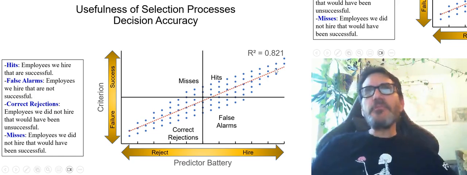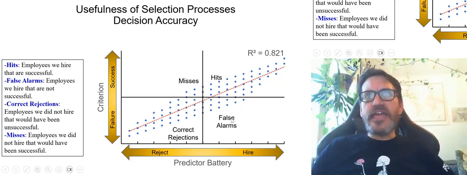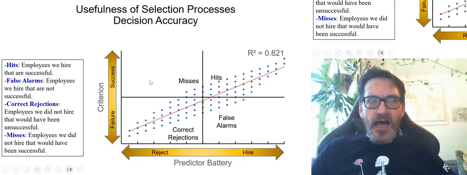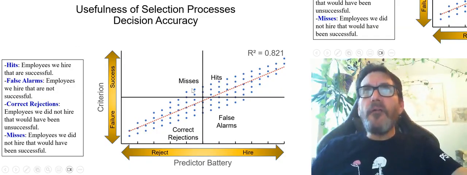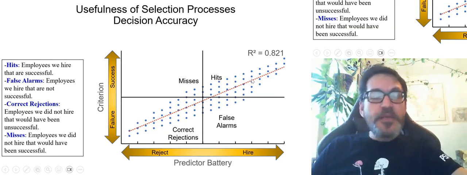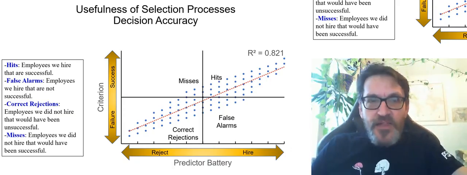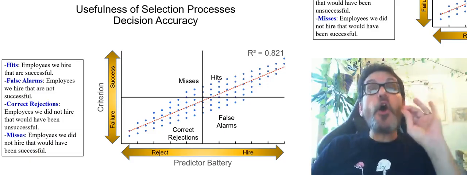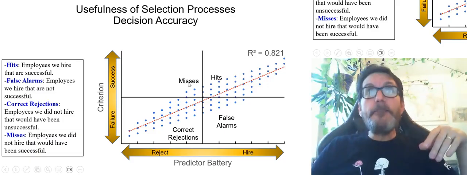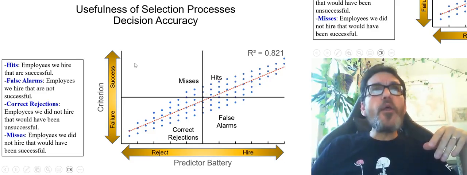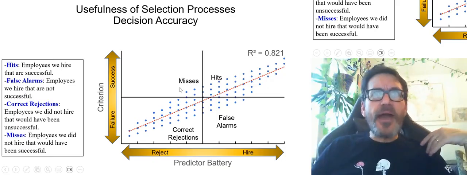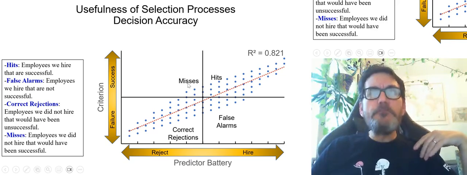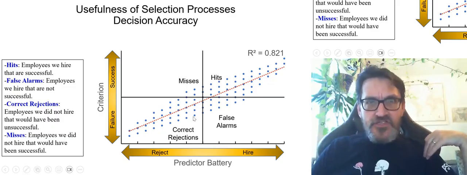And so in this layout, we've got these four quadrants here. We've got hits, misses, false alarms, and correct rejections. And so everything above the line is people that would be successful at the job. But people above the line and to the right are people that we hired, and they are successful at the job. See, these, we like hits. Hits are awesome in the selection procedure. Misses, on the other hand, are people that would have been successful, but because of what their score was on the predictor battery, we do not hire them. We missed potentially decent candidates.